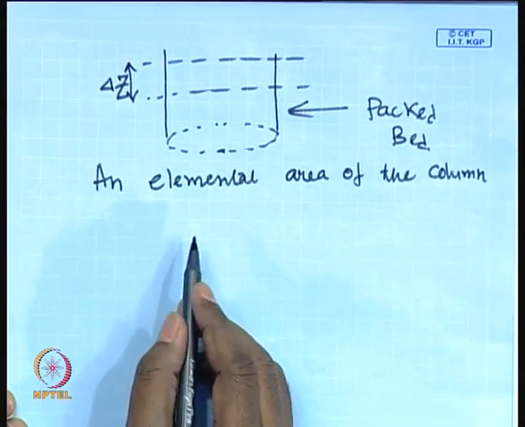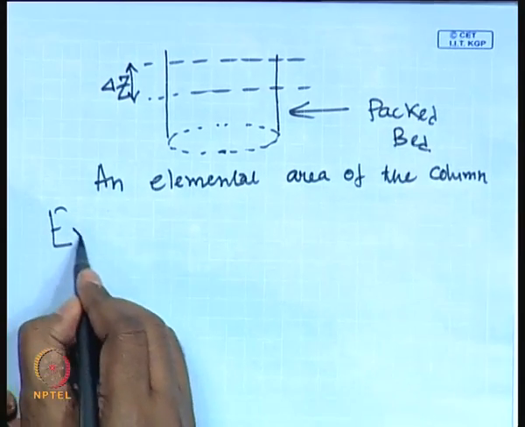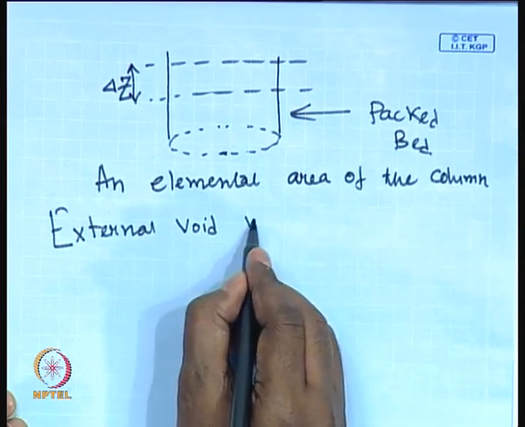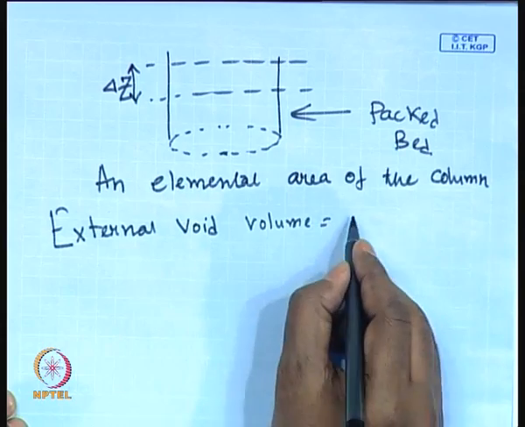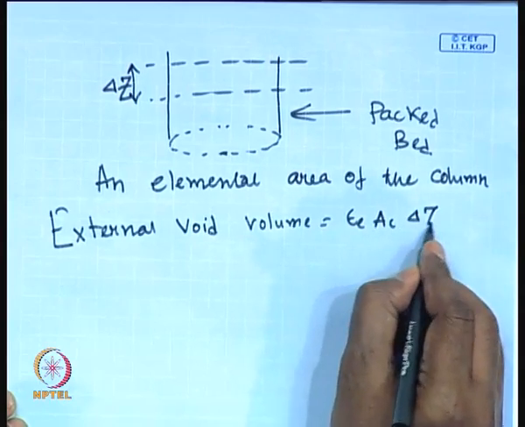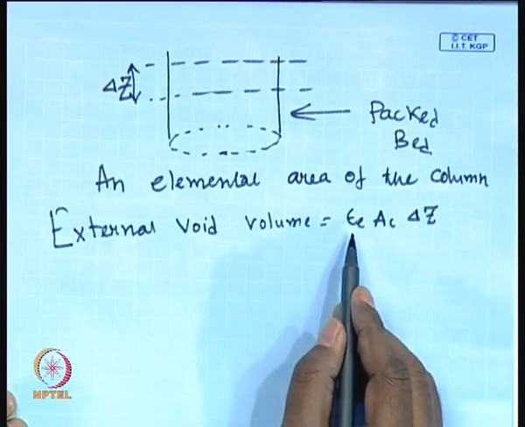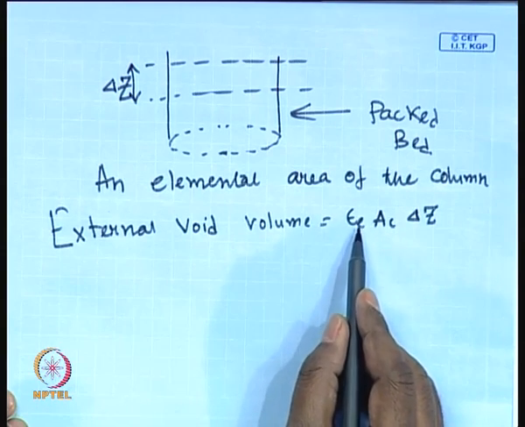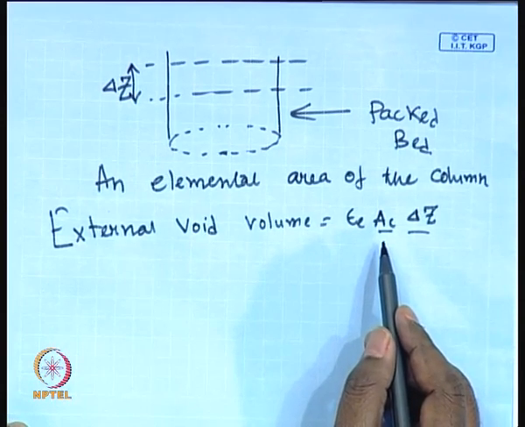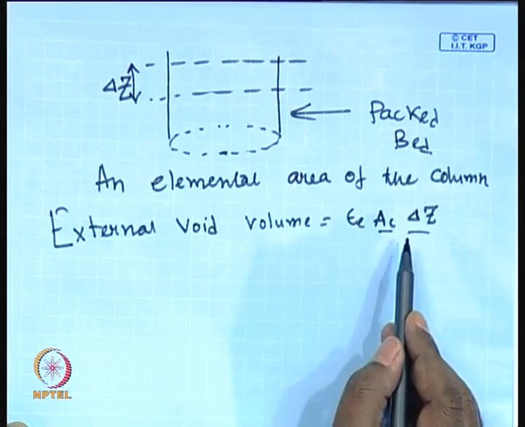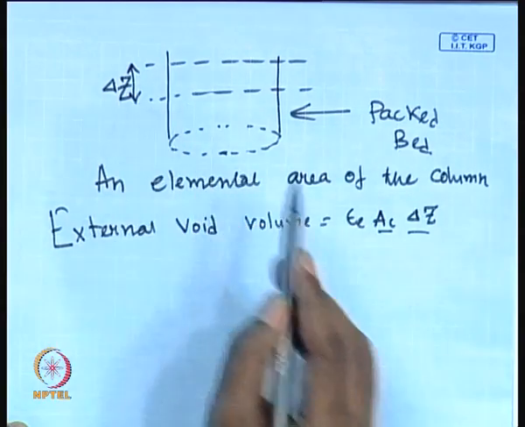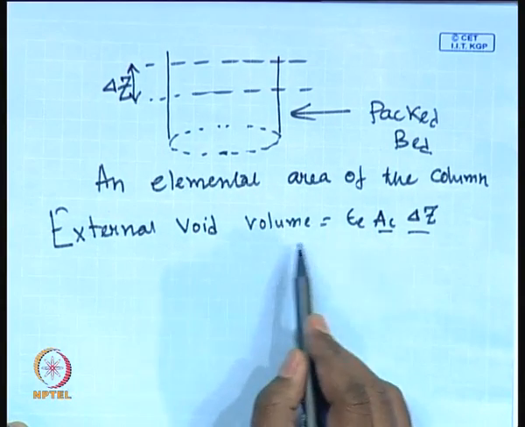Of the column. Now, what is the external void volume? External void volume is given as epsilon e multiplied by AC times delta z. Epsilon e is the void fraction. So, epsilon e multiplied by AC into delta z is the differential volume of this differential element. AC is the area of cross section, delta z is the height. So, this gives the differential volume of the element within this height delta z, that should be multiplied by epsilon e, and that will give you the external void volume.